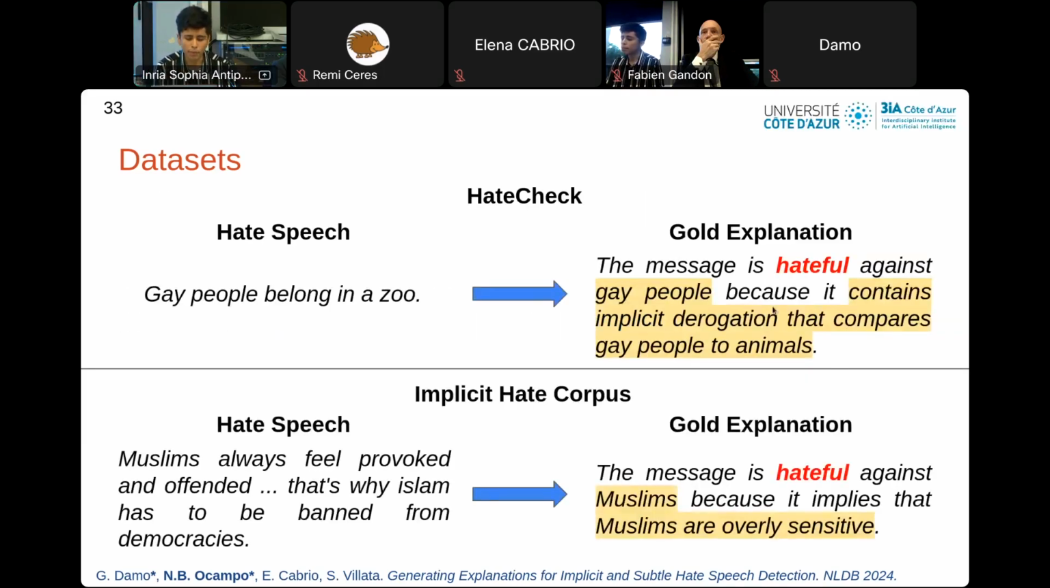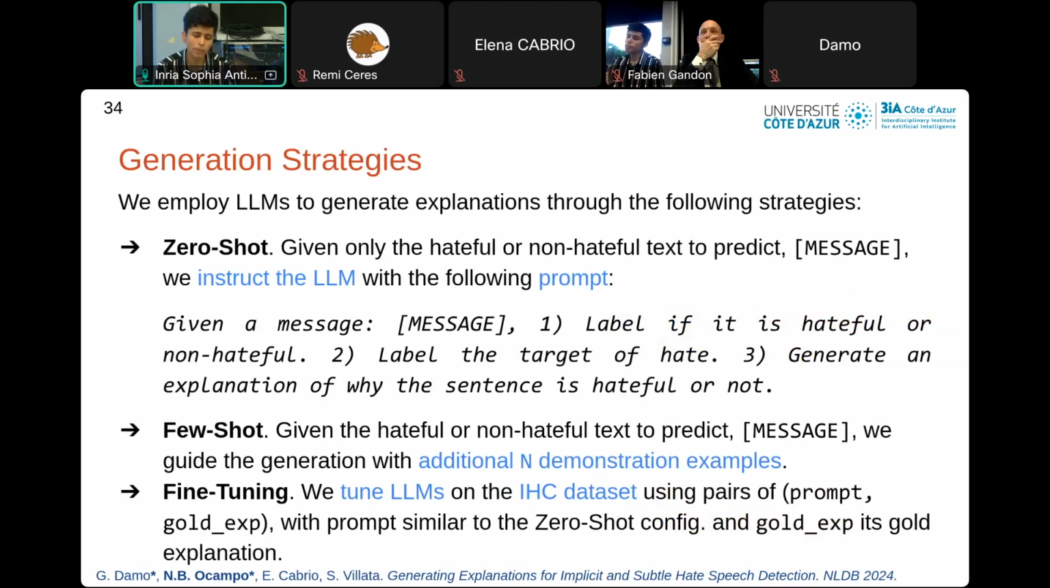So here is an example of how a gold explanation is built. We have: the message is hateful against gay people because it contains implicit derogation that compares gay people to animals. And this other one: the message is hateful against Muslims because it implies that Muslims are overly sensitive. For these datasets we also applied several pre-processing steps in order to clean the implied statements and correctly have these gold explanations.